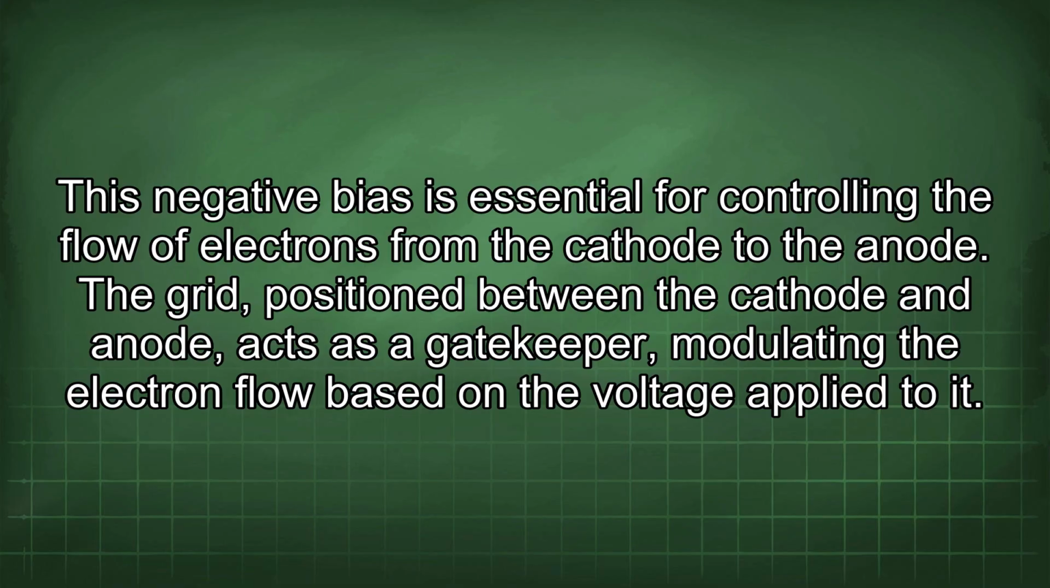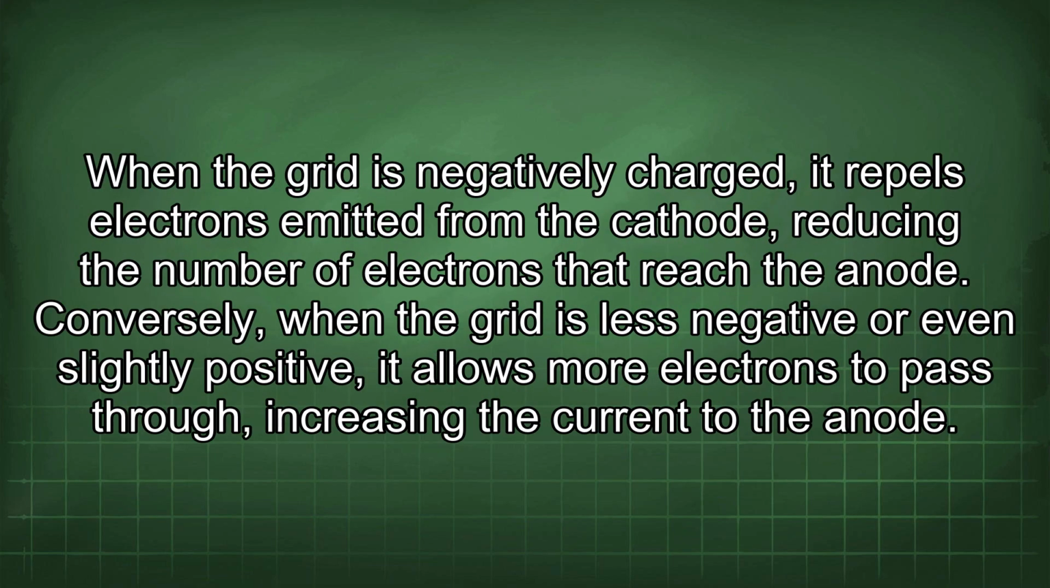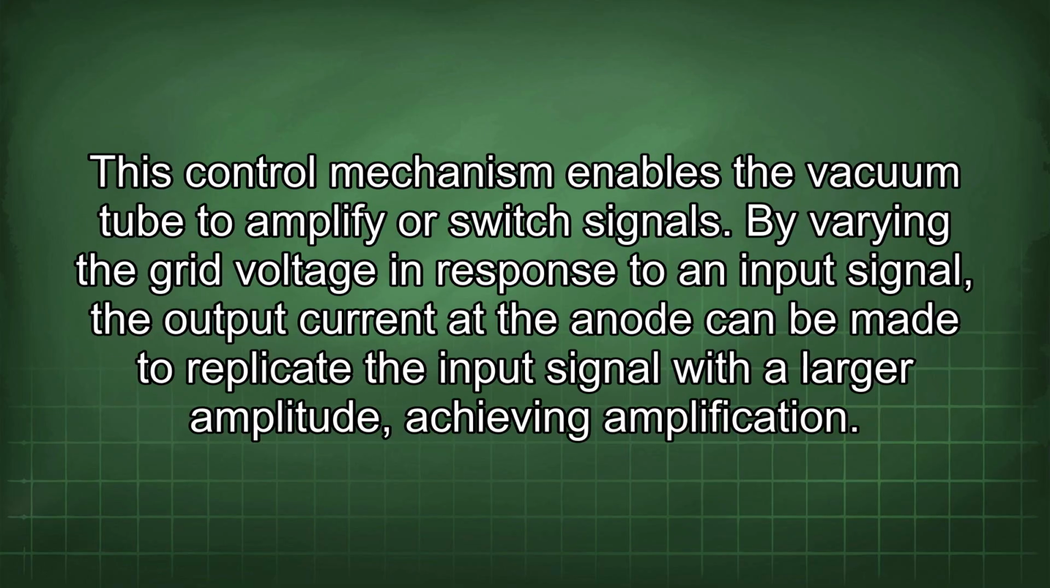The grid, positioned between the cathode and anode, acts as a gatekeeper, modulating the electron flow based on the voltage applied to it. When the grid is negatively charged, it repels electrons emitted from the cathode, reducing the number of electrons that reach the anode. Conversely, when the grid is less negative or even slightly positive, it allows more electrons to pass through, increasing the current to the anode. This control mechanism enables the vacuum tube to amplify or switch signals.